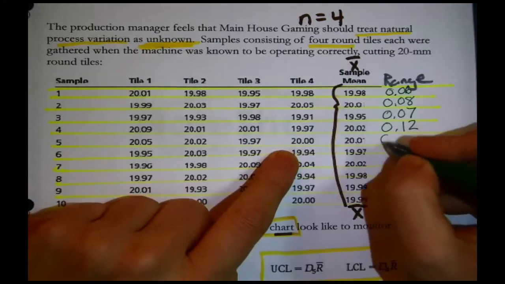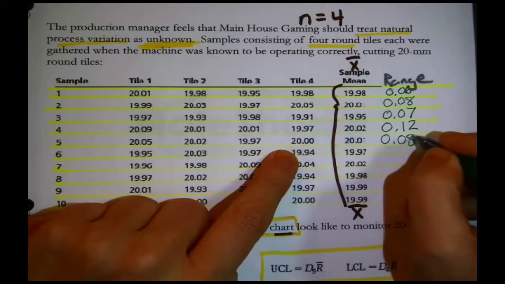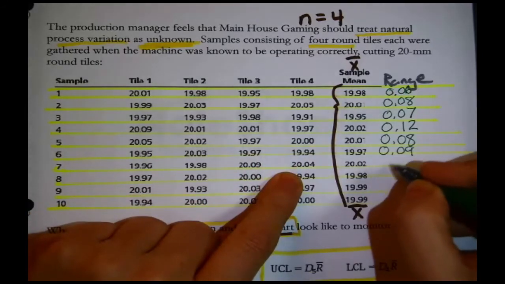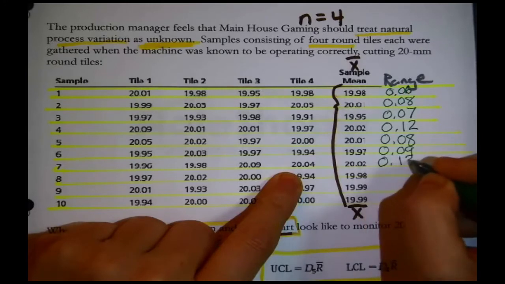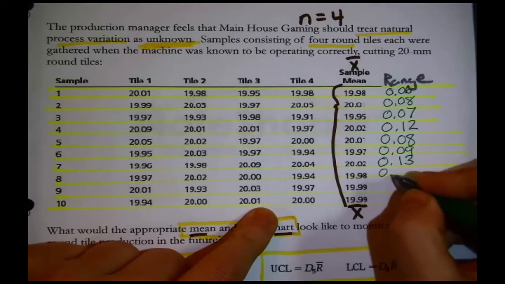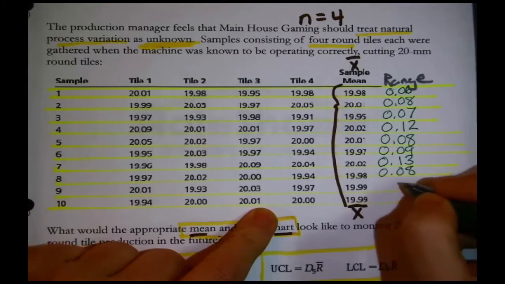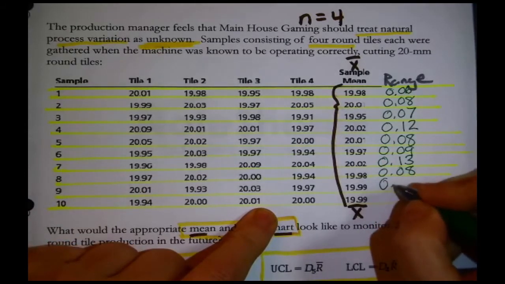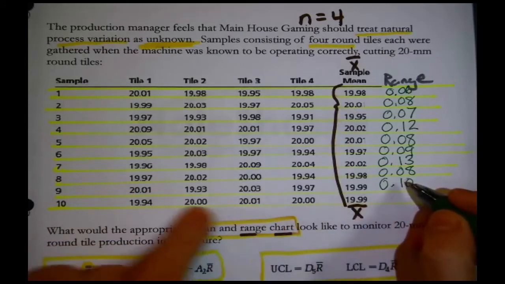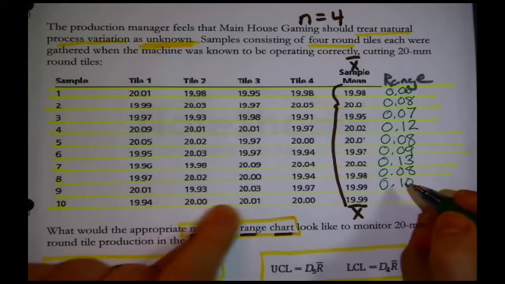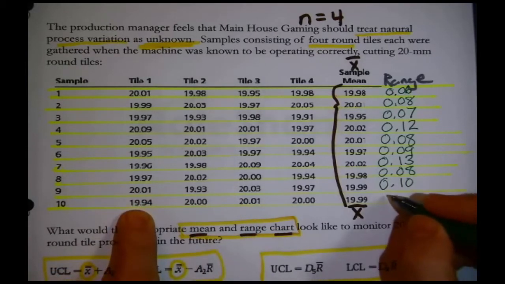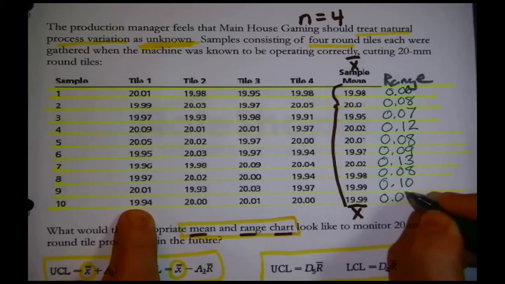And then the next one, 0.08 millimeters. And then the next one, 0.09 millimeters. And then the next one, 0.13 millimeters. And then the eighth one, I get 0.08 millimeters again. And then the ninth one, 0.10 is the difference between the largest and the smallest. And then on the bottom line here, who's the largest? Again, 20.01. Who's the smallest? That 19.94 is a range of 0.07.